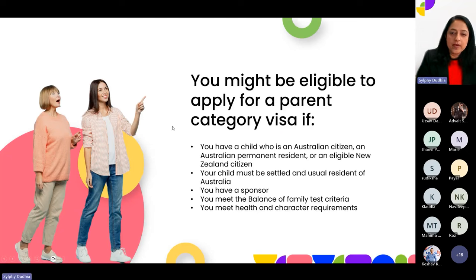Now here are the requirements. You might be eligible to apply for the parent category visa if you have a child who is an Australian citizen, Australian permanent resident, or an eligible New Zealand citizen. Your child must be a settled or usual resident of Australia. You should have a sponsor, and you should meet the balance of family test criteria and health and character requirements.